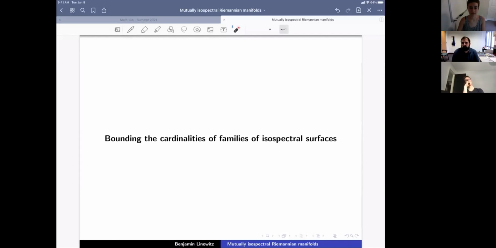You can look at, say, surfaces of genus G, and then you really get two questions. Question one would be, what's an upper bound for the number of isospectral genus G surfaces you can produce? And question two would be to actually try to find a lower bound, meaning how big of a family of genus G surfaces that are isospectral can you actually construct?